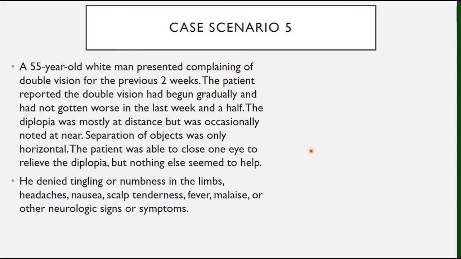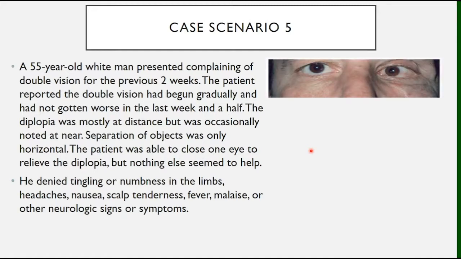Okay, moving on swiftly. Sally? A 55-year-old white man presented complaining of double vision for 2 weeks. He reported the double vision began gradually and had not gotten worse in the last week and a half. The diplopia was mostly at a distance, but occasionally noted at near. Separation of objects was only horizontal. The patient was able to close one eye to relieve the diplopia, but nothing else seemed to help. He denied tingling or numbness, headache, nausea, scalp tenderness, fever, malaise, or other neurological signs or symptoms. So this is the primary case.